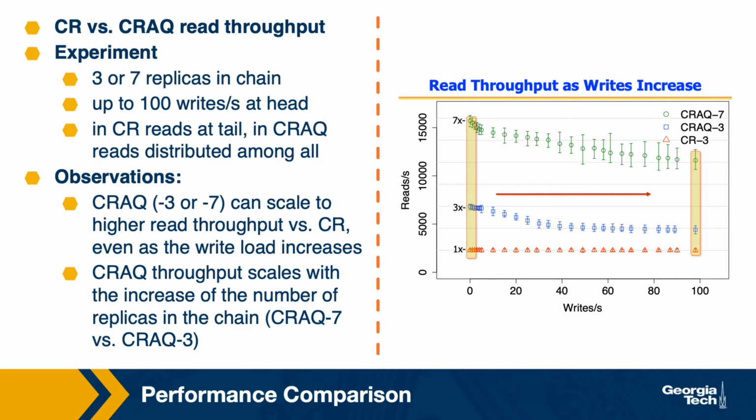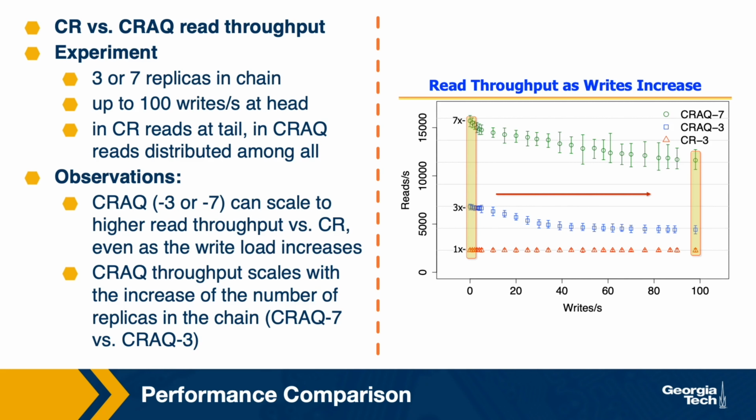We see that using the same number of replicas, using 3 replicas, at low write loads, CRAQ is able to achieve almost 3 times higher read throughput compared to chain replication alone, and that even at much higher update rates, at higher write rates, it's still delivering much higher read throughput compared to chain replication. And this makes sense because all of the replicas in CRAQ are involved in serving reads.